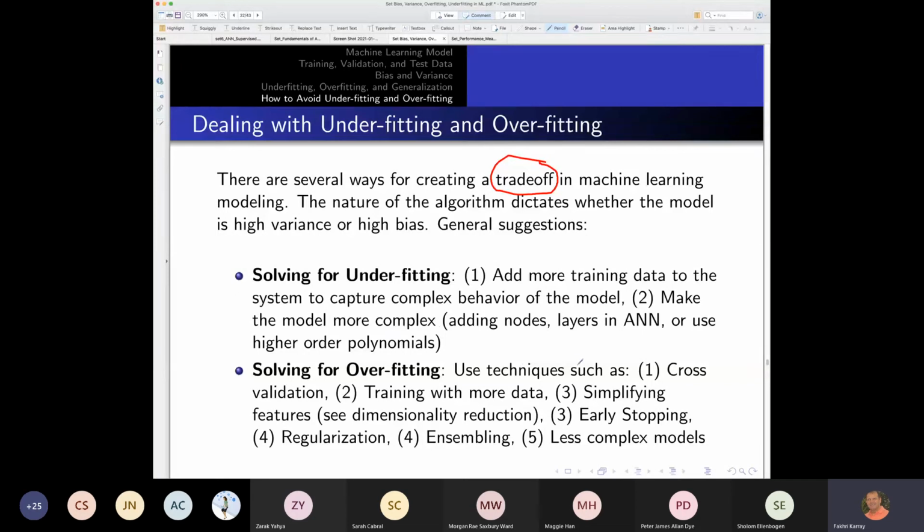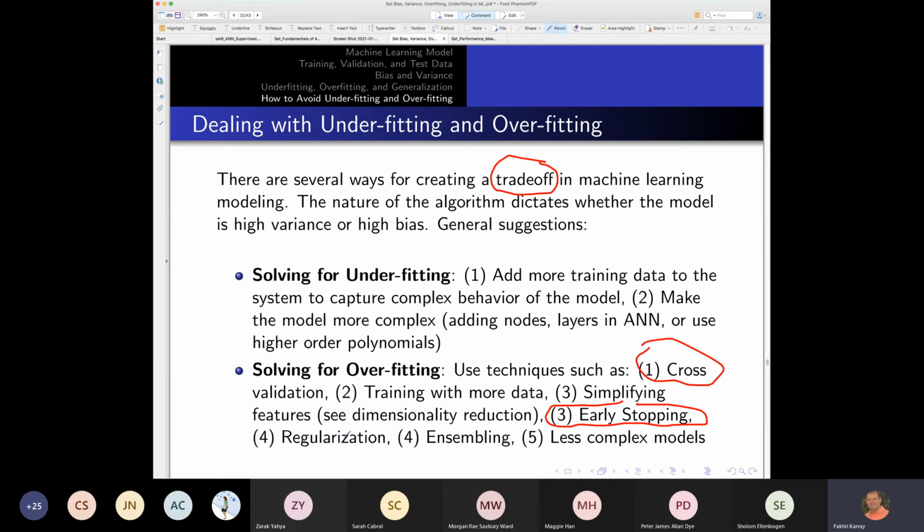For the overfitting, there are several techniques. So we can utilize the cross-validation. We can utilize the training with more data. We can simplify the features, use dimensionality reduction, which we are going to look at later on in the course, minimize the attributes of the input type of data, early stopping, very important components. Okay, so the cross-validation and the early stopping are two major components.